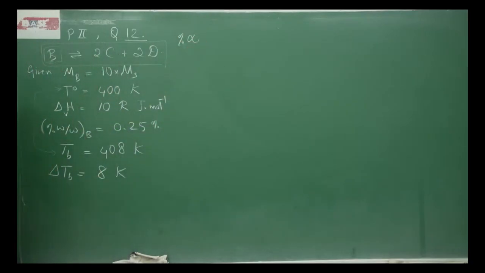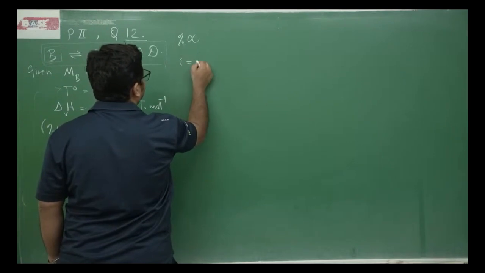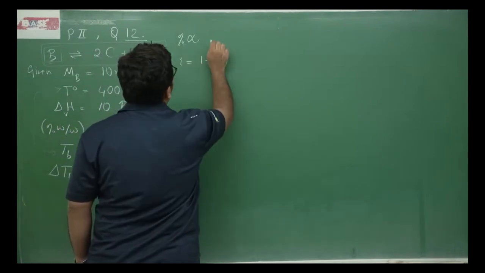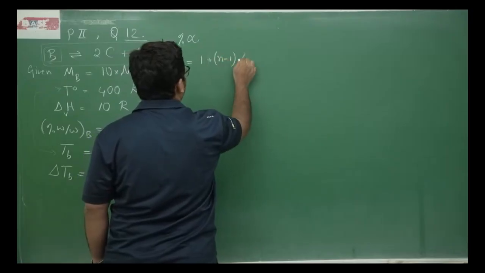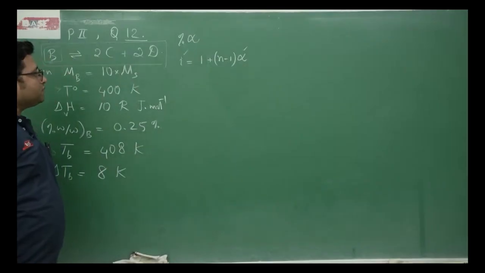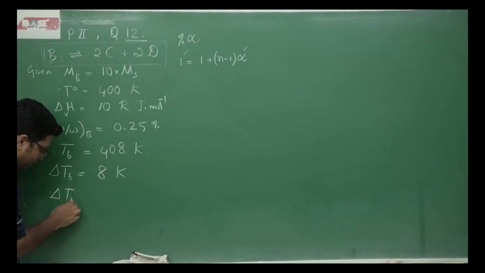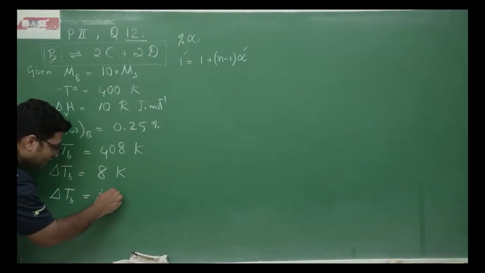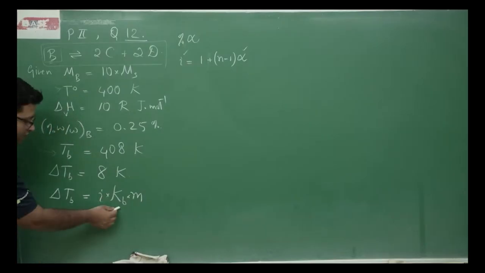Now to solve this, we need to find the Van 't Hoff factor, because we know the Van 't Hoff factor is 1 plus (n minus 1) alpha. So if you know the Van 't Hoff factor, alpha can be obtained. Towards finding the Van 't Hoff factor, we shall be using the equation for the elevation in boiling point, ΔTb equals i times Kb into m.